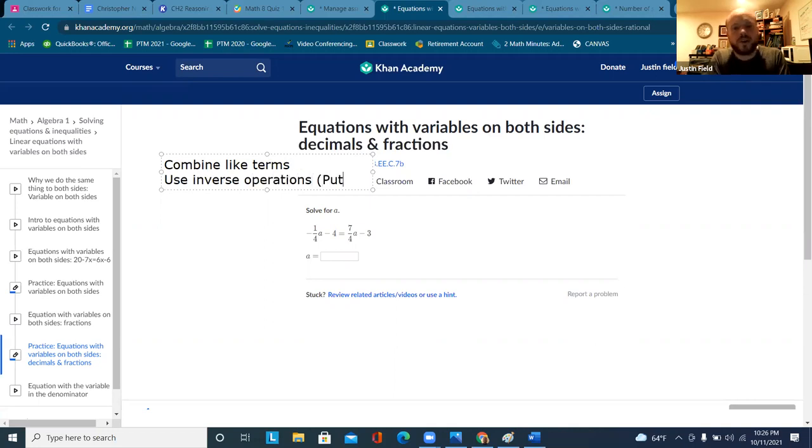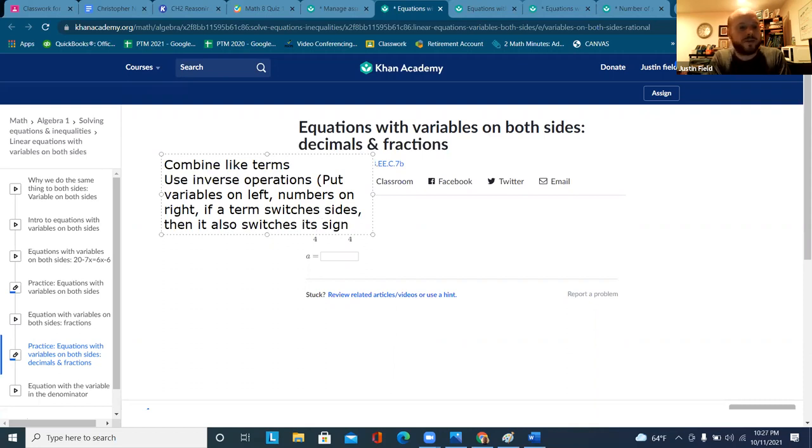What does that mean? Put variables on the left, numbers on the right. If the term switches sides, then it also switches its sign. And solve the remaining one-step equation.